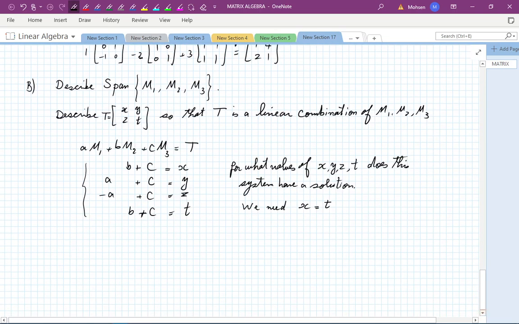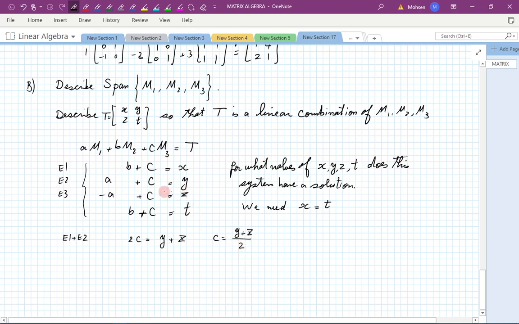Again, you can go ahead and do this by that web app or a lot of discussion, but the problem's quite easy to do as we did before. So let's call this equation 1, equation 2, equation 3. If I add equation 1 and equation 2, my a's cancel. I get 2c equal to y plus z. So your c is y plus z divided by 2.